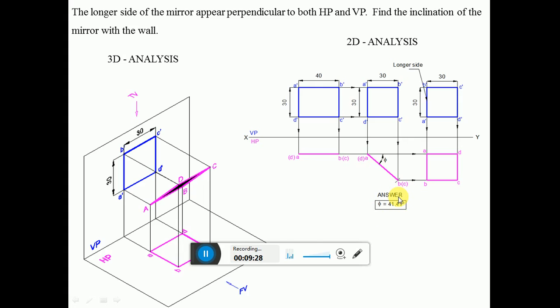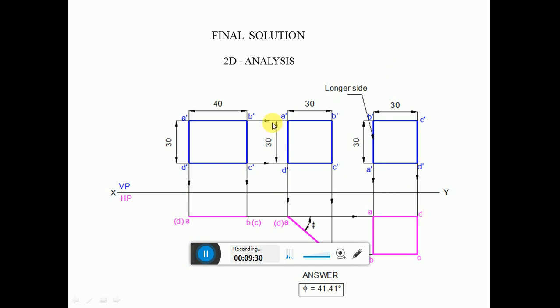So this is the final analysis of how we can do it in two-dimensional analysis. A mirror of 40 mm by 30 mm, a mirror is nothing but a rectangle, is inclined to the wall, that is, inclined to VP, such that the front view becomes a square of 30 mm side. Then the longer side appears perpendicular to both HP and VP means you redraw this sketch, which is the second sketch here, by rotating it by 90 degrees either clockwise or anti-clockwise. In this case, I have rotated anti-clockwise.